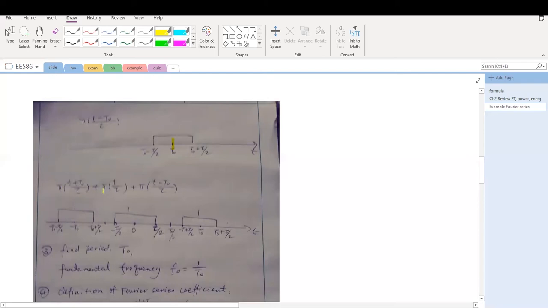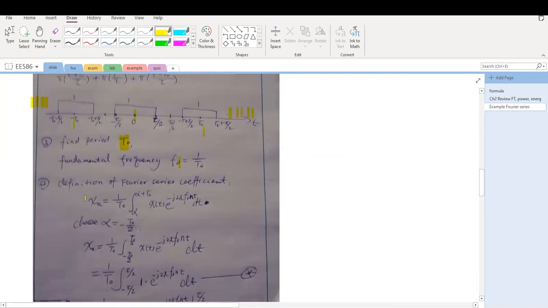Now we plot them together, plot this waveform together. So there are 3 waveforms. This corresponds to n equals 0, n equals 1, and n equals minus 1. From these 3 typical waveforms, we can see that the period for this function x of t is t naught. So the period is t naught. Then the fundamental frequency is f naught equals 1 over t naught.